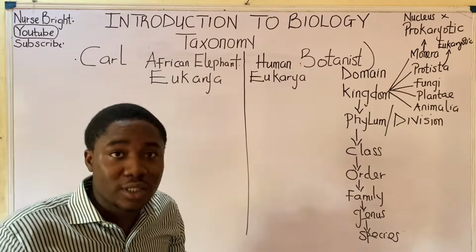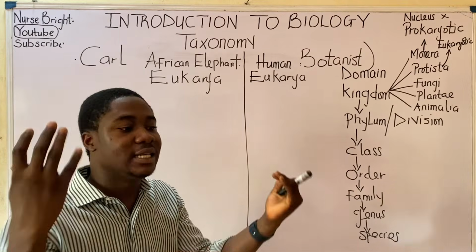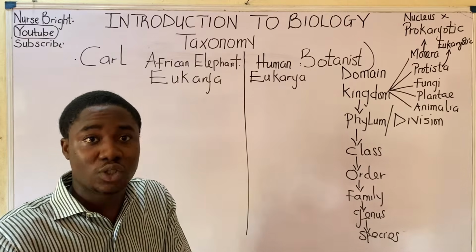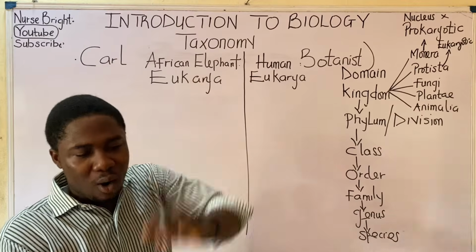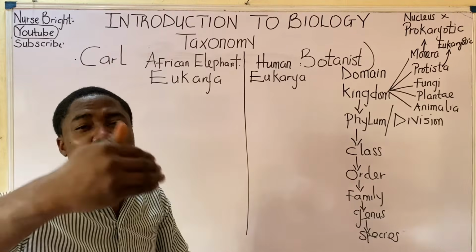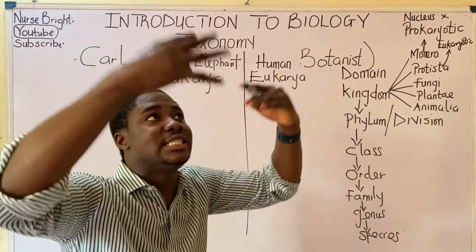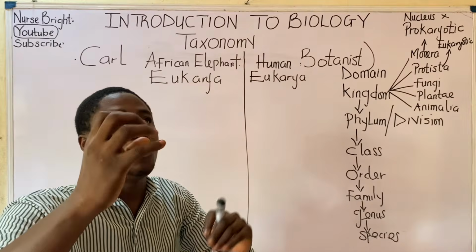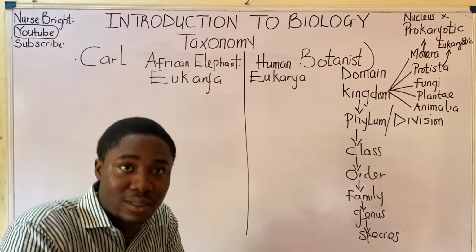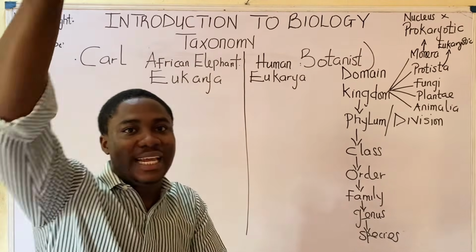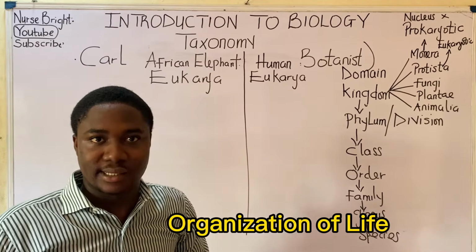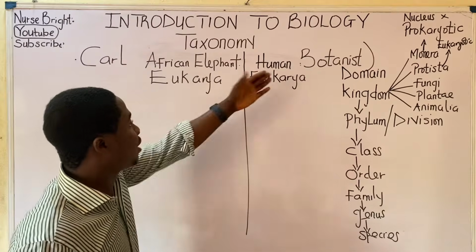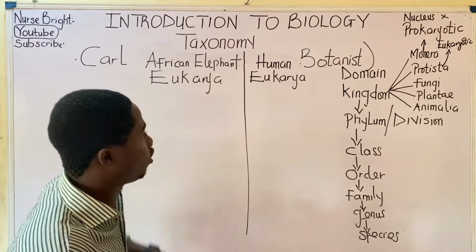a lot of cells. When cells come together, they give rise to what we call tissues. When tissues come together, they give rise to organs. Organs come together and give rise to systems, and bringing all the systems in the body together gives rise to the living organism. This is what we call the organization of life, how life is organized. Do you understand what I'm saying? So you can see the domain to which this set of organisms belongs.